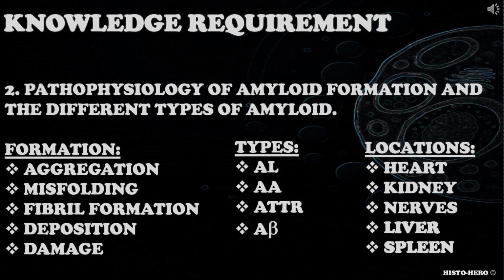Also consider different types of amyloidosis like AL, light chain from abnormal immunoglobulin light chains, AA, from serum amyloid A protein, ATTR, from transthyretin protein, and some rare types like A-beta in Alzheimer's, and common locations that are affected like heart, kidneys, nerves, liver, spleen, skin, digestive organs.